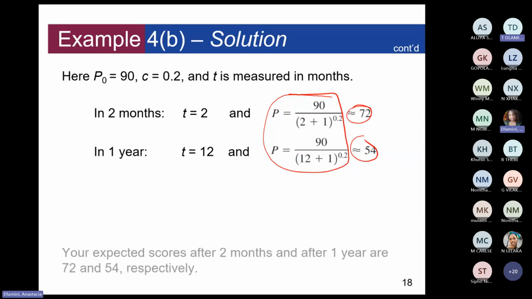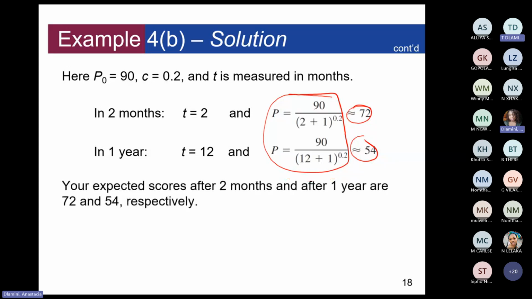Expect the score after 2 months and after 1 year, 72 and 54 respectively.